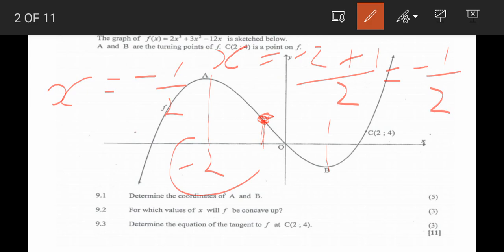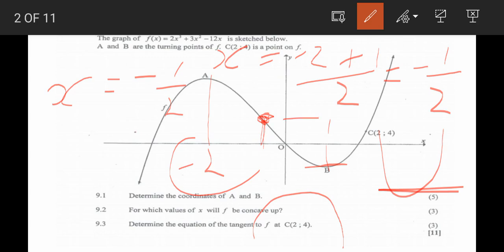Now we want to know for which values it will be concave up, right? So what is concave up? Concave up, that's where we have a minimum value, right? So concave up is something like this. Then concave down is something like this, right? So concave up is this. So where is it concave up? Is it before or after the point of inflection?